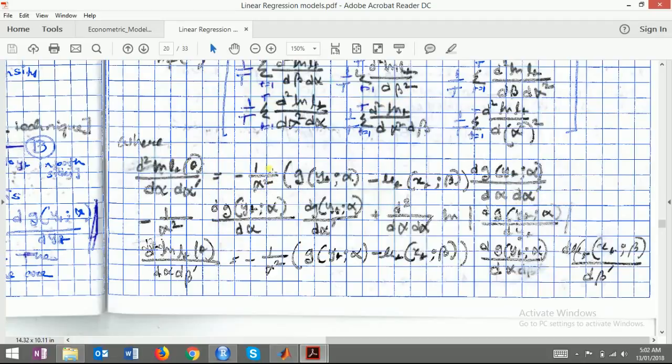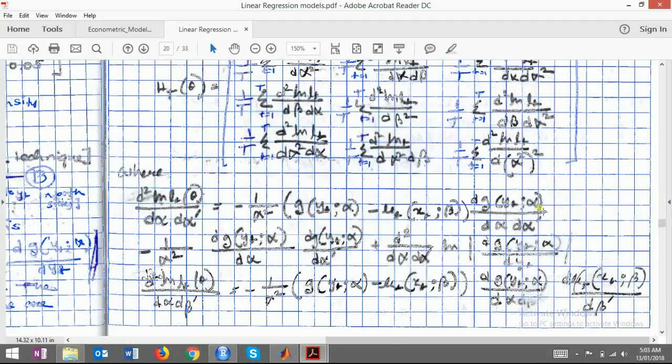The only difference is now instead of ∂α we have ∂α transpose as well, minus 1 by σ². This is new: ∂/∂α for the nonlinear portion, then ∂/∂α transpose for the nonlinear function. So one for α and one for α transpose, minus, then plus ∂² again ∂α transpose of log. This is the second part here.